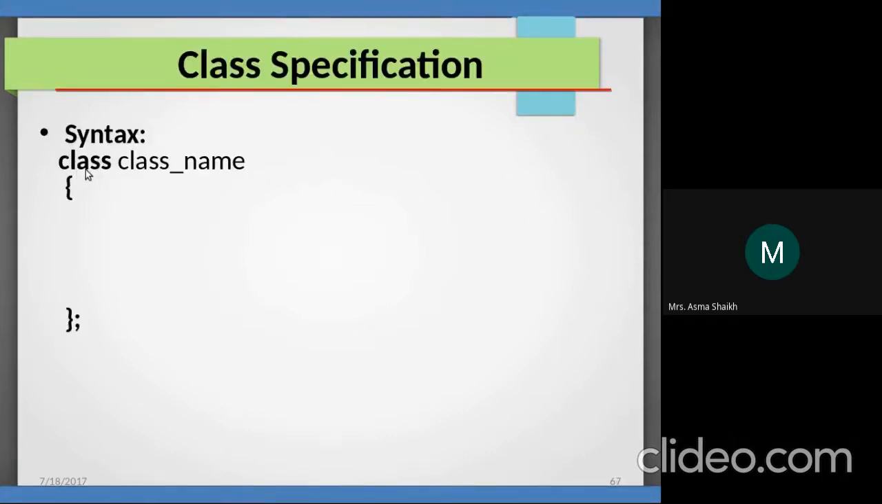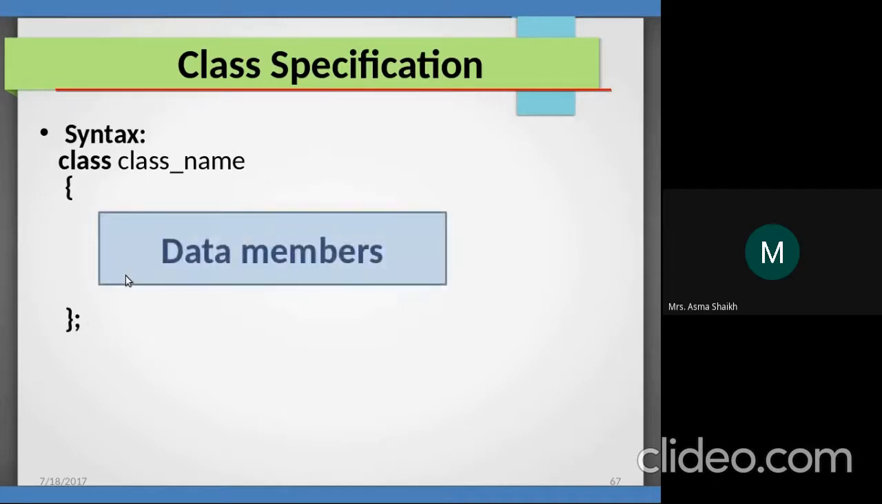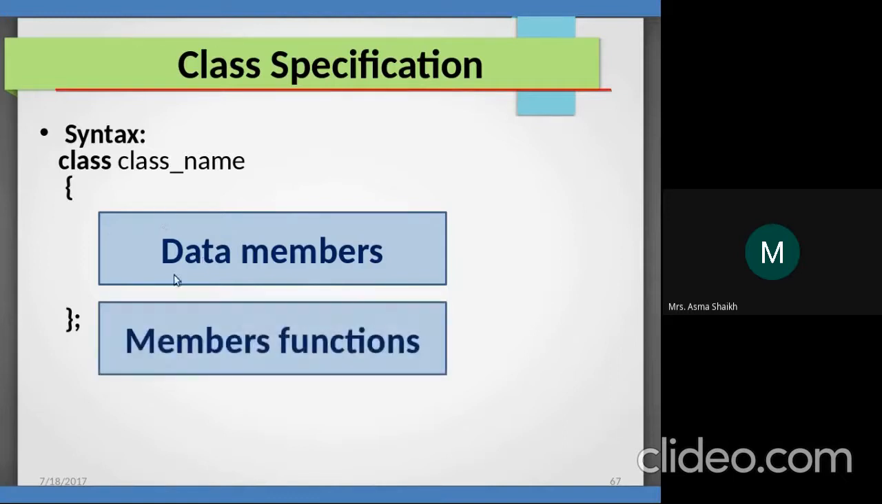I have to use the class keyword, then the class name, and the curly brace begins, curly brace ends, and I have to use a semicolon here, which represents where my class begins and ends. Now inside this curly brace I have to write the data members of my class. Data members can be attributes of my class. Also I need to include the member functions, which help us to access the attributes.